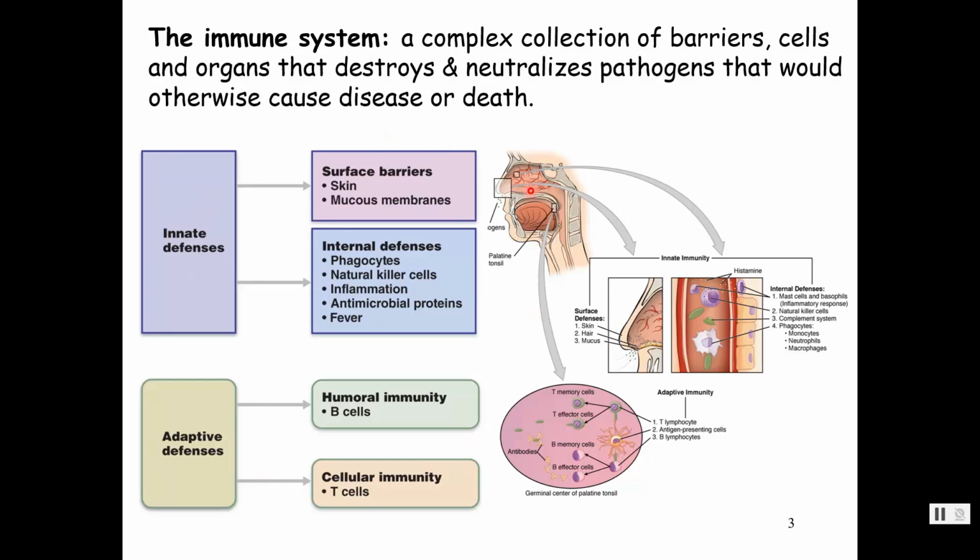So I've given you this picture or table in your notes, and so this is kind of where we're headed. So we've got the lymphatic system, which has that sort of sewer system function, but then it's also the immune system. And so the immune system is a complex collection of barriers. So our first line of defense is going to be our skin and our mucous membranes. We'll talk about the different cells and the different organs that are involved. But once again, we're trying to destroy and neutralize pathogens that would otherwise cause disease or death. And so hopefully by the end of these 3 episodes, you will understand that picture.